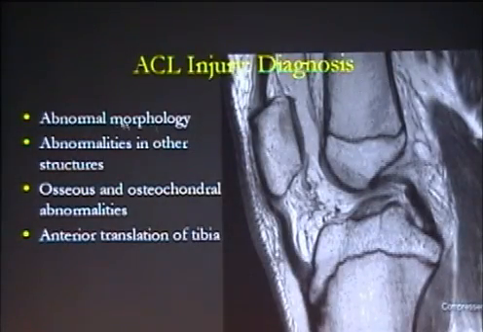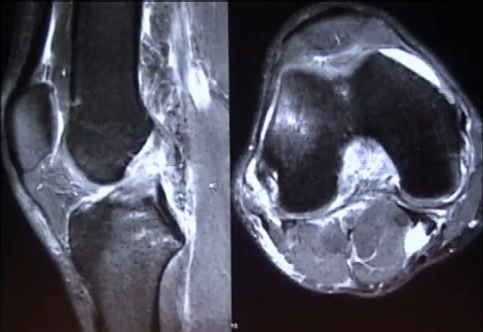ACL injury is diagnosed when there's abnormal morphology of the ACL and abnormalities in associated structures, and if you know the pattern of injury, then you can make the diagnosis or at least look more critically at the ACL. Osseous and osteochondral abnormalities may be associated with ACL injury as well as anterior translation of the tibia. Here we have some buckling of the patellar tendon, which is a secondary sign. I don't think you really need that secondary sign. Here you can see the ACL is torn. And again, this is a typical appearance.